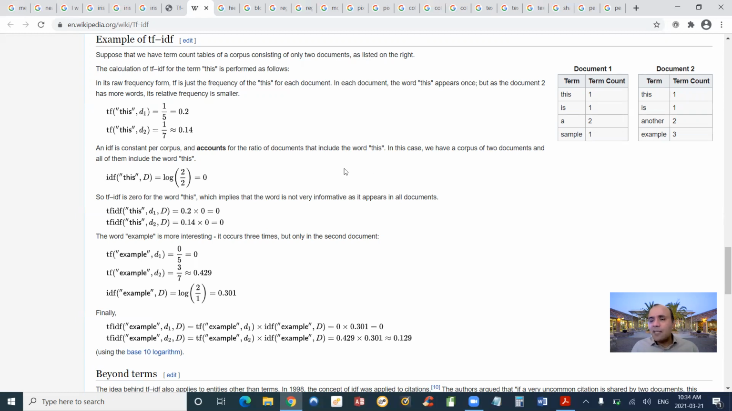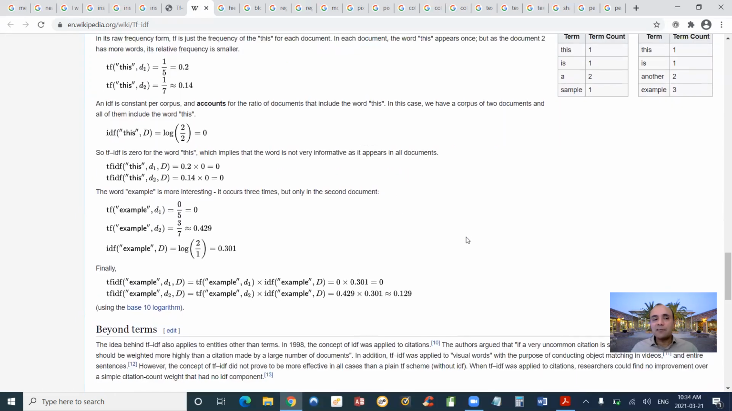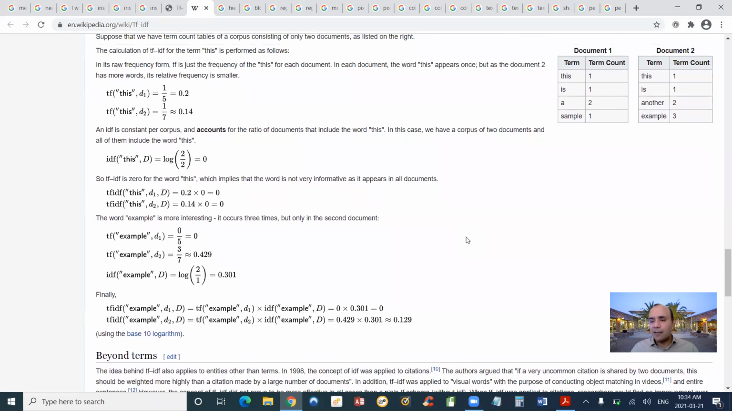So what's the significance of this? 2 divided by 2 is 1, and the log of that is 0. So let's take a look at this. This has no specific meaning in this example, in these 2 documents. So as you multiply by 0, you're going to get 0, and that's going to basically make this appearance kind of meaningless. I'm not going to pay attention to it. That's what it means.